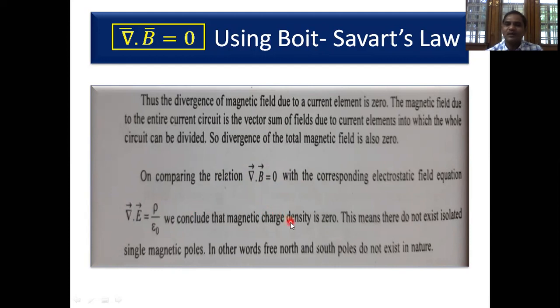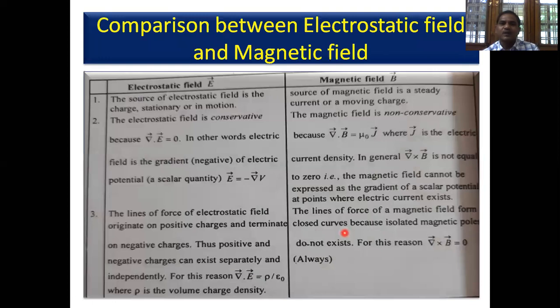That means what? So that means there is no magnetic charge density. So we conclude that magnetic charge density is 0, or that means there do not exist isolated single magnetic poles, or in other words, there do not exist either a free north pole or a free south pole in nature. Okay. Now, the comparison between electrostatic field and magnetic field.